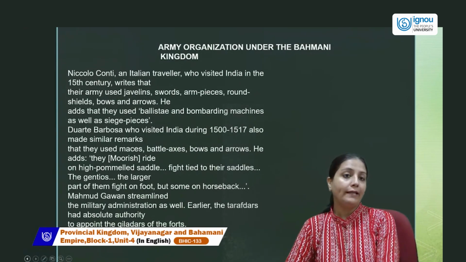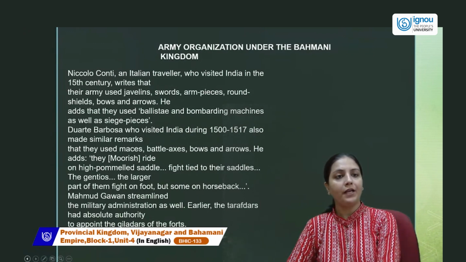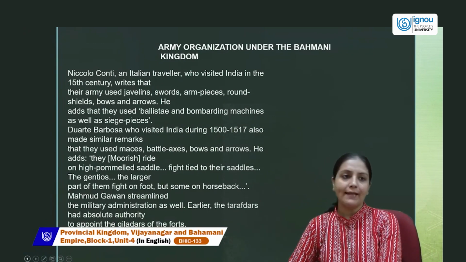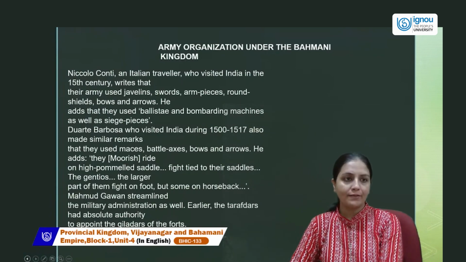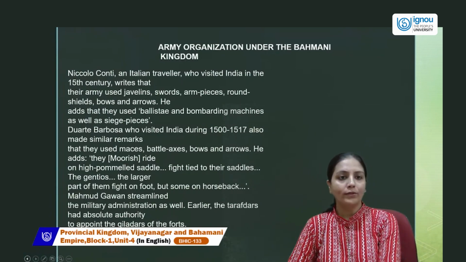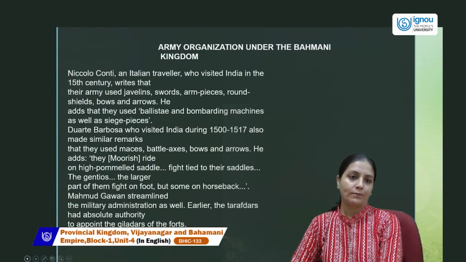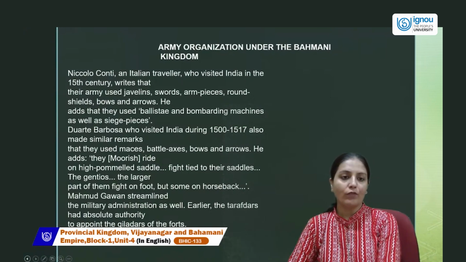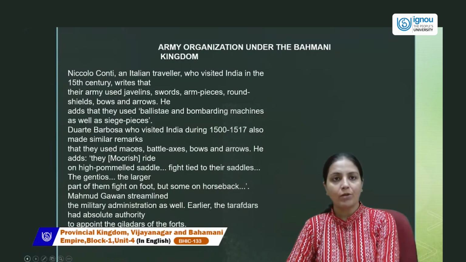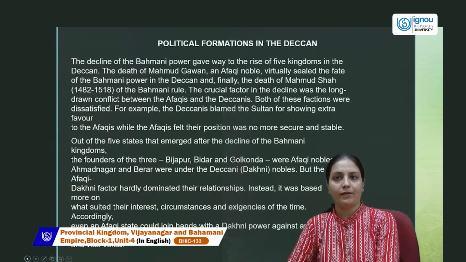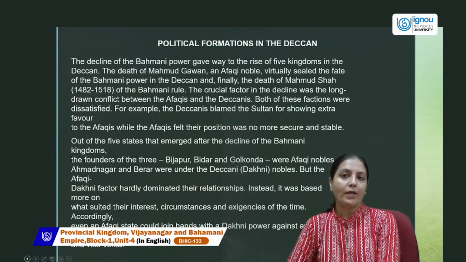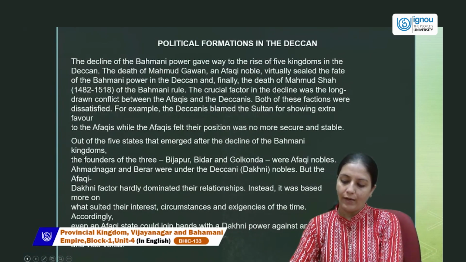Niccolo Conti, an Italian traveler who visited India in the 15th century, writes that their army used javelins, swords, armor pieces, round shields, and bows and arrows. It means that the army of that particular area had a lot of tools and weapons at that time, and the army organization was very successful in the Bahmani Empire. How they formed their political system at that time.